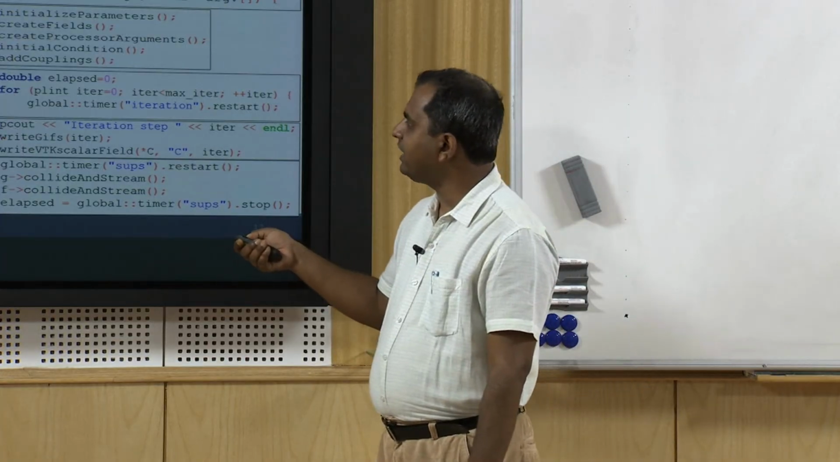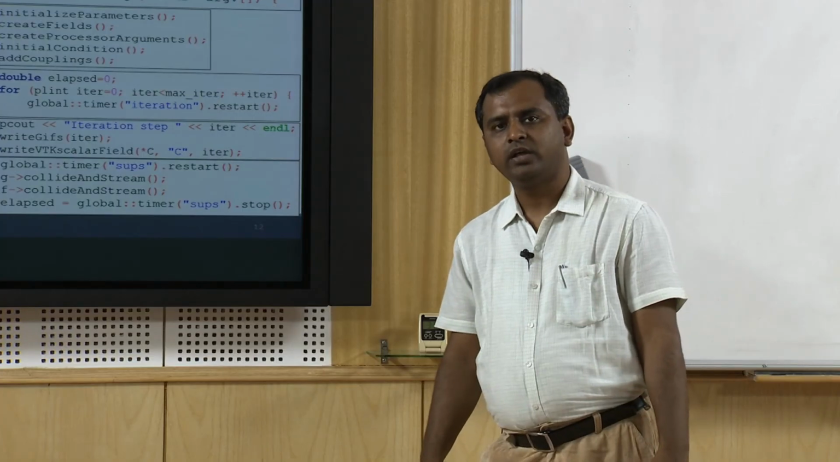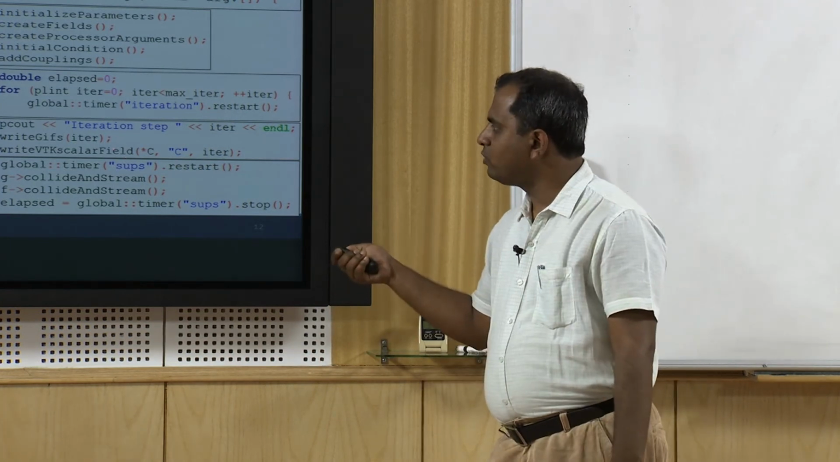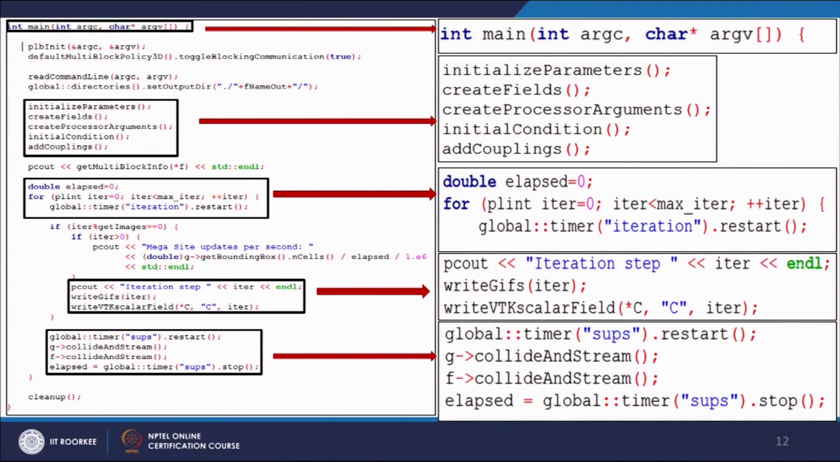So, here you see we write GIFS at every iteration and write VTK scalar field. VTK scalar field is important for seeing the result or contour in some external software like ParaView or something like that. So, here we are writing the external files, all the results.